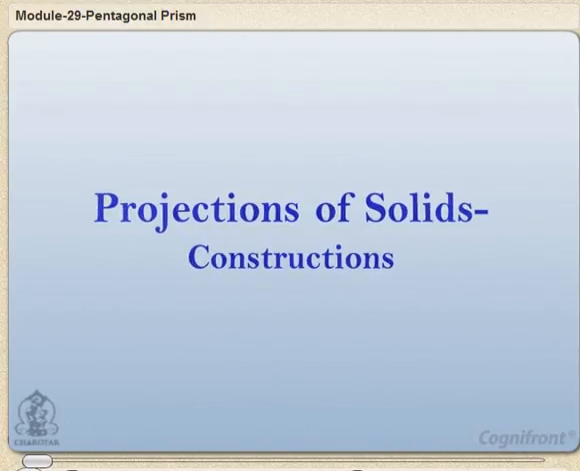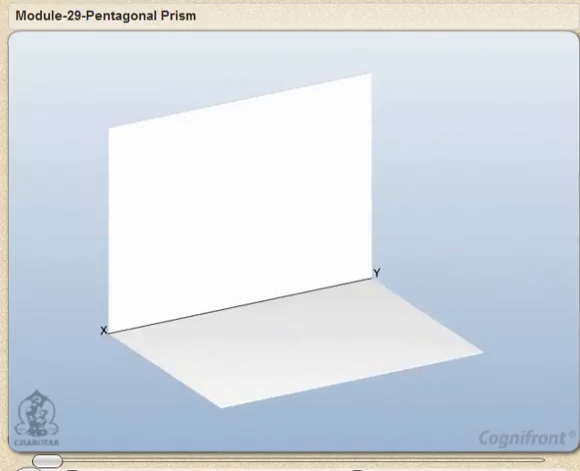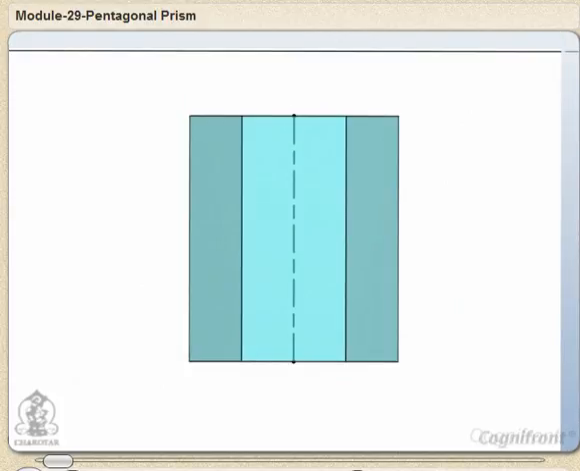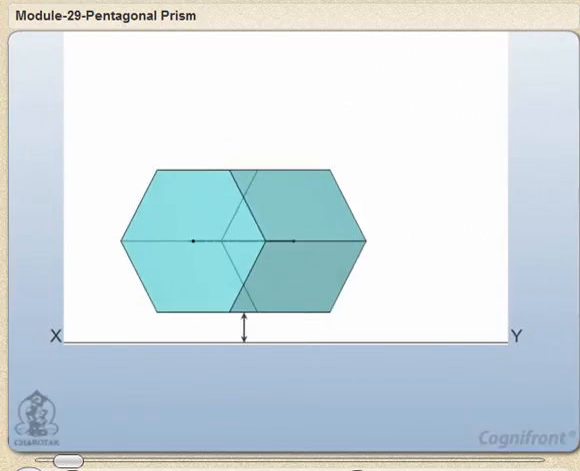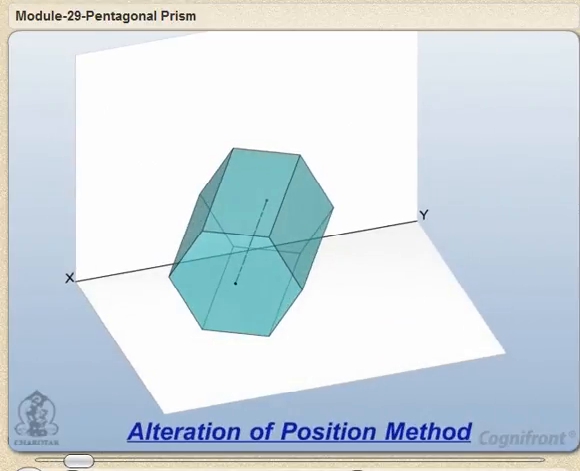Hi friends, now we shall discuss projections of solids with a special case, that is axis inclined to one of the reference planes and parallel to the other. To solve such problems, alteration of position method is used.